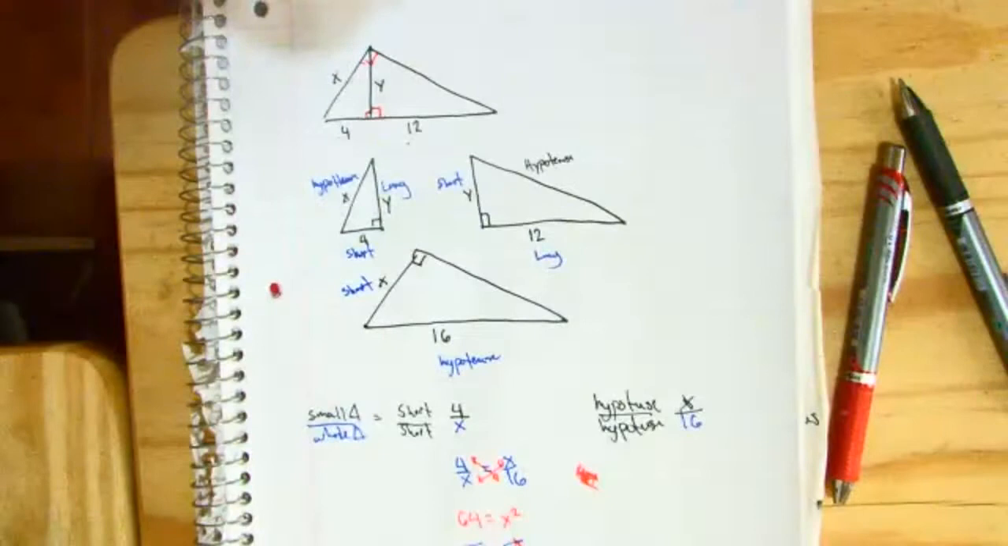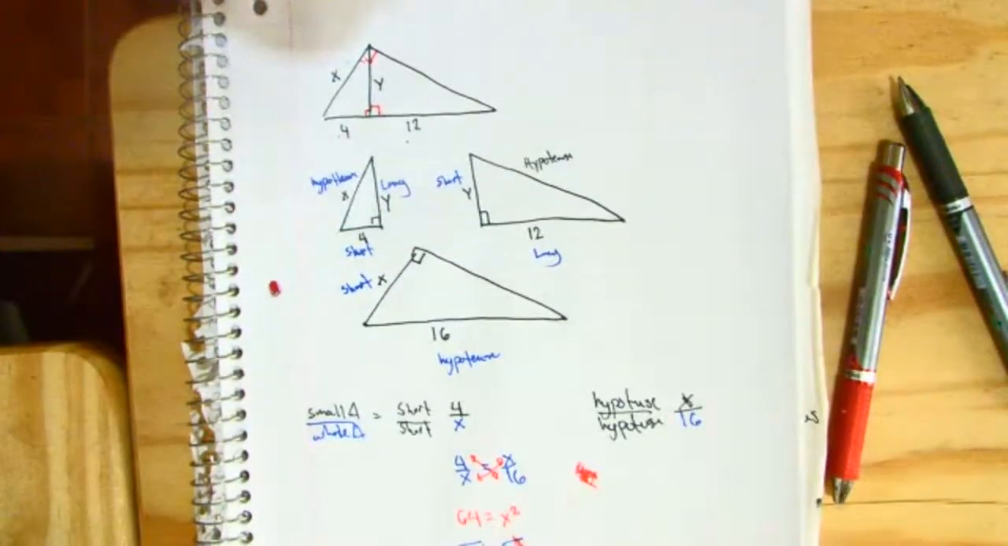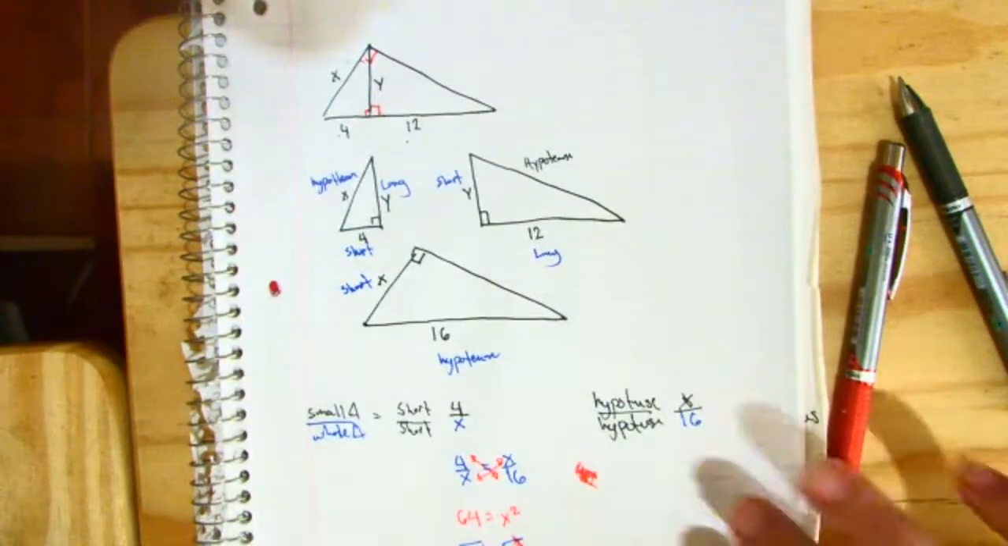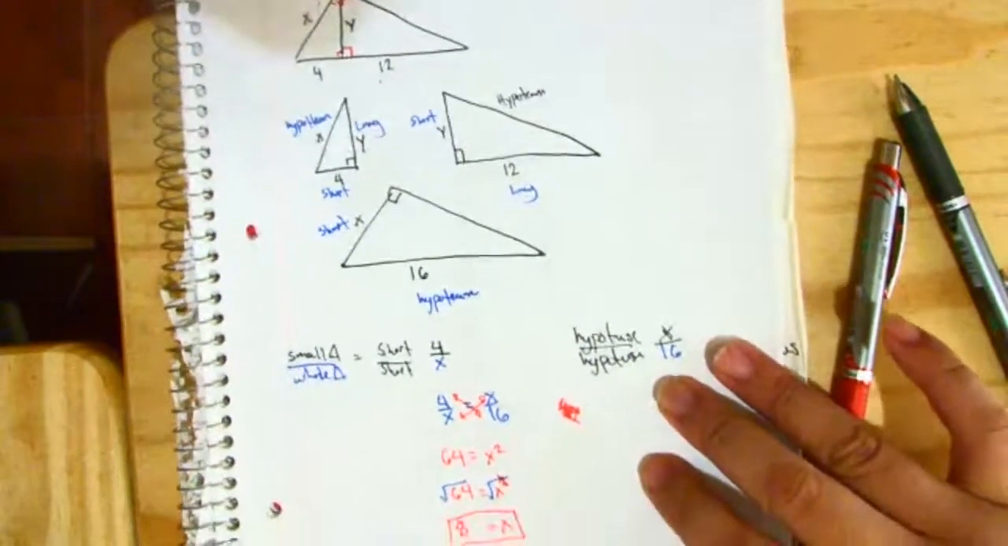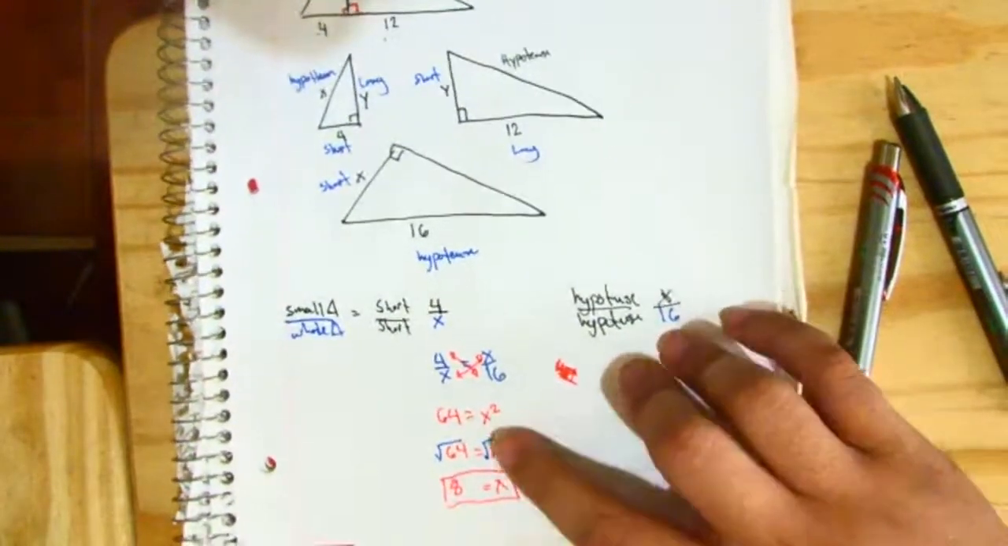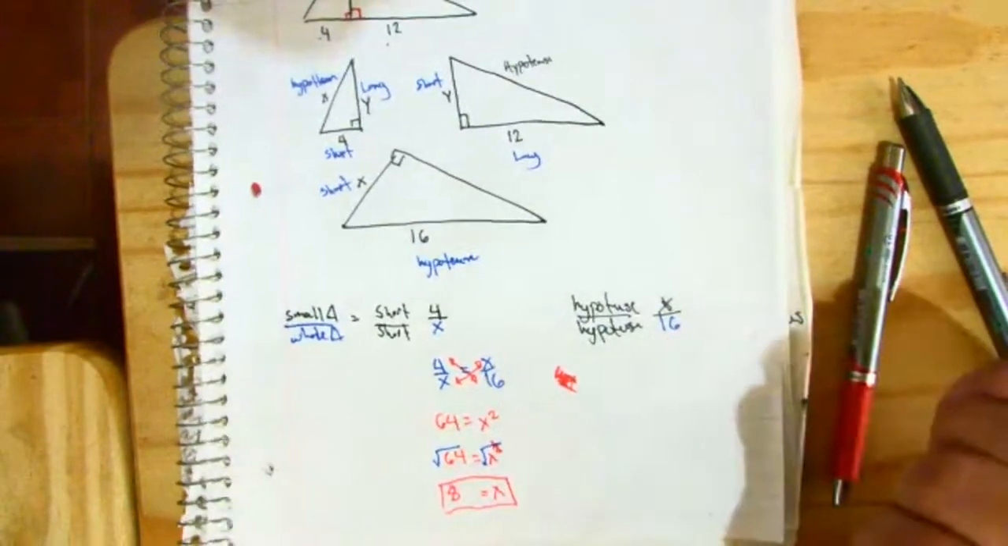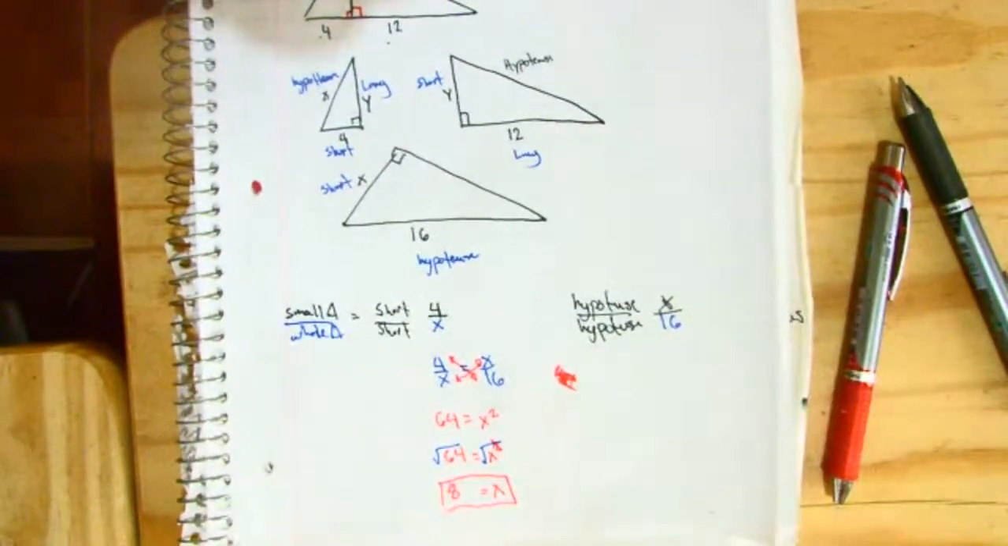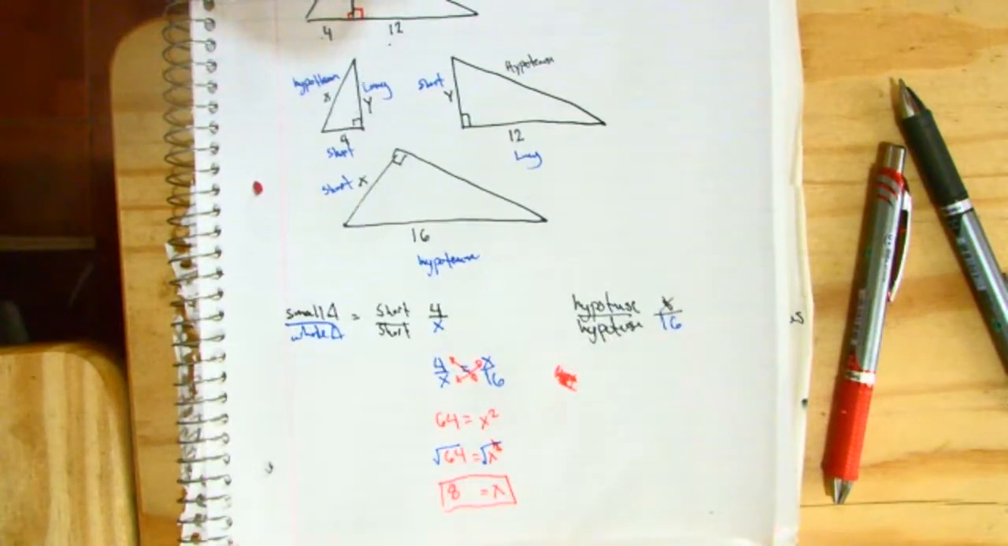I would take the time to teach you how to do the square roots, but since we're really low on time, I can't, as much as I want to. So here, the square root of 64 is going to be 8.